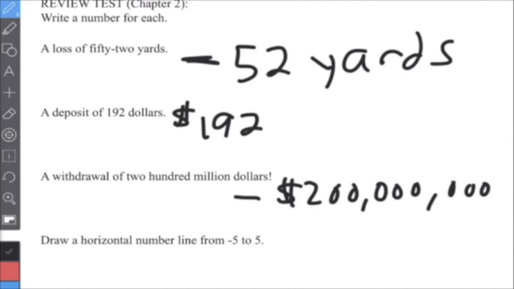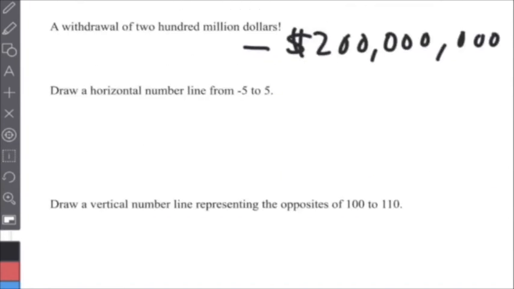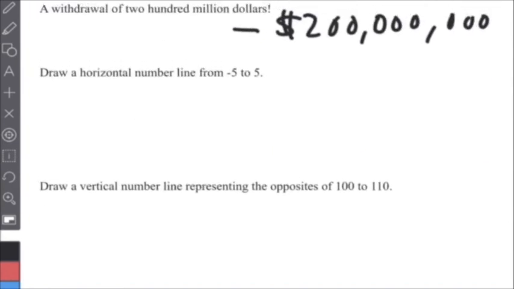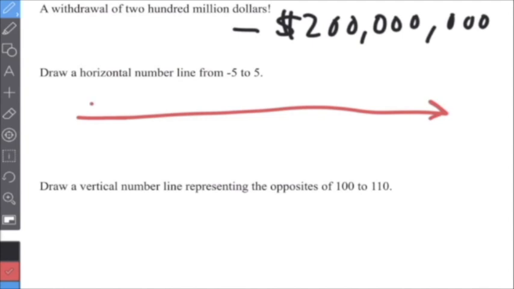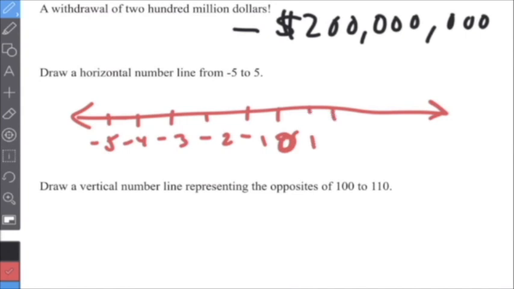Next one, draw a horizontal number line from -5 to 5. So what we're going to do is draw a number line. Make sure you put your arrows at the end. And we start with -5, and you're going to go all the way up: -2, -1. Sorry, I just put -0 by accident. 0, 1, 2, 3, 4, 5. And you need a dot for each one. So remember, to the left of 0 is negatives, to the right of 0 is positives.